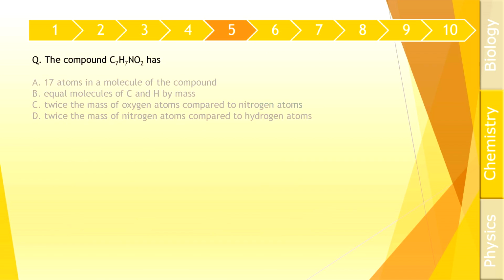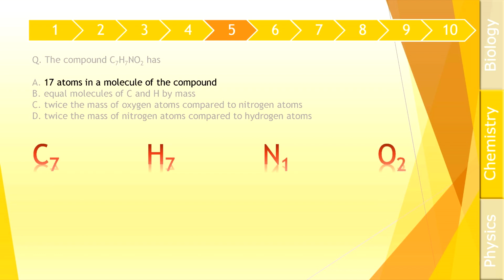Question number 5 provides us with this compound which has C7H7, 1 atom of nitrogen and 2 atoms of oxygen. The first option says that one such molecule has 17 atoms. Let us add all these atoms. 7 plus 7 plus 1 plus 2 gives us 17. So first option is correct.